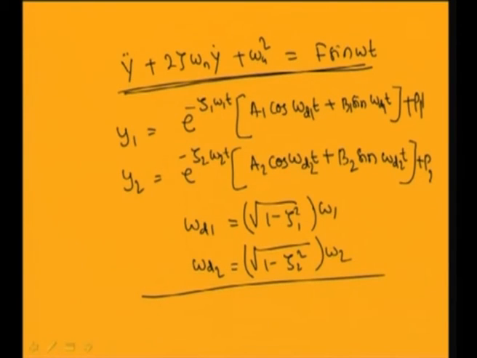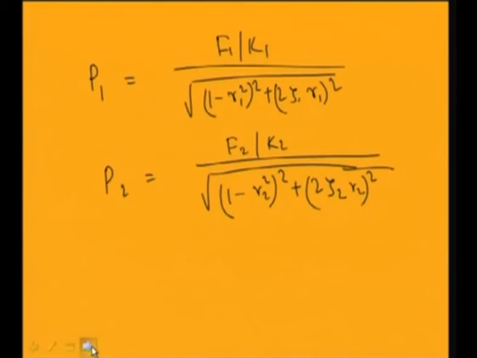where k1 by m1 equal to omega 1 square and k2 by m2 equal to omega 2 square, where omega 1 square you have already found, that is equal to lambda 1, that is equal to 15.7, and omega 2 square is equal to 159.3. So from this you can find r1 equal to omega by omega 1 and r2 equal to omega by omega 2.